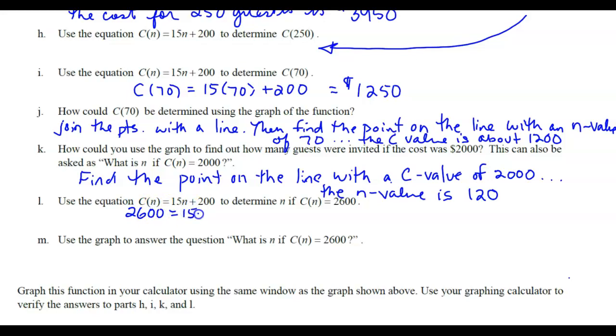So that's not 2600 guests. That would be like a conference or something. That wouldn't be just in a banquet hall. That is our cost value. So then you subtract 200, that would be 2400 equals 15n. So then divide 2400 by 15, and that's 160.